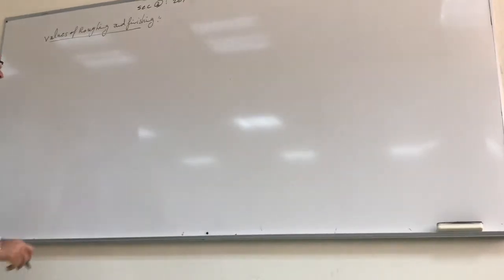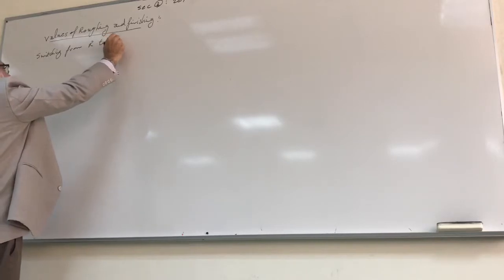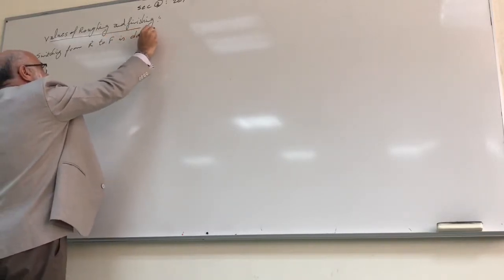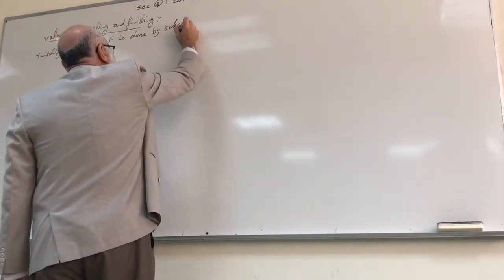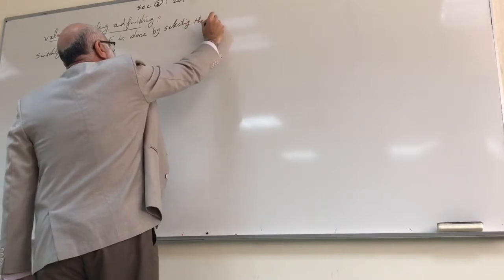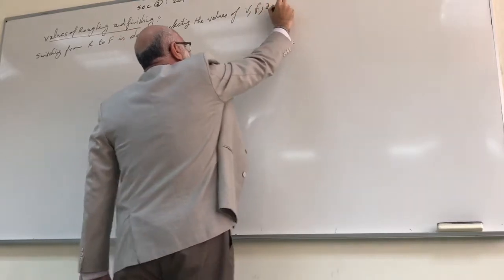And you should know that we switch from roughing to finishing by selecting some values of cutting conditions. Switching from roughing to finishing is done by selecting the values of speed, feed, depth of cut, and cutting fluid.